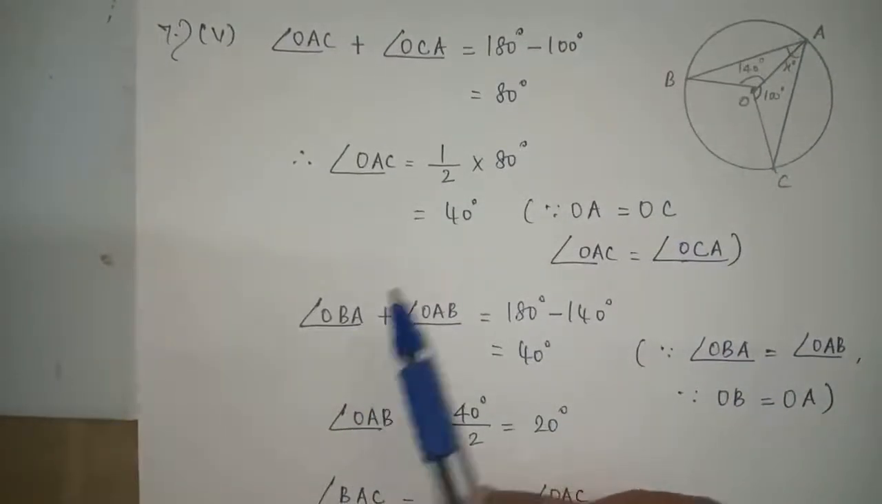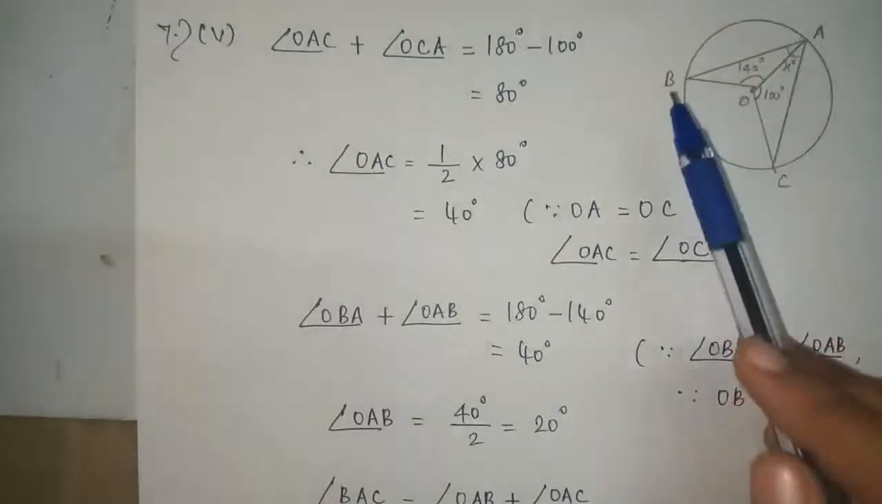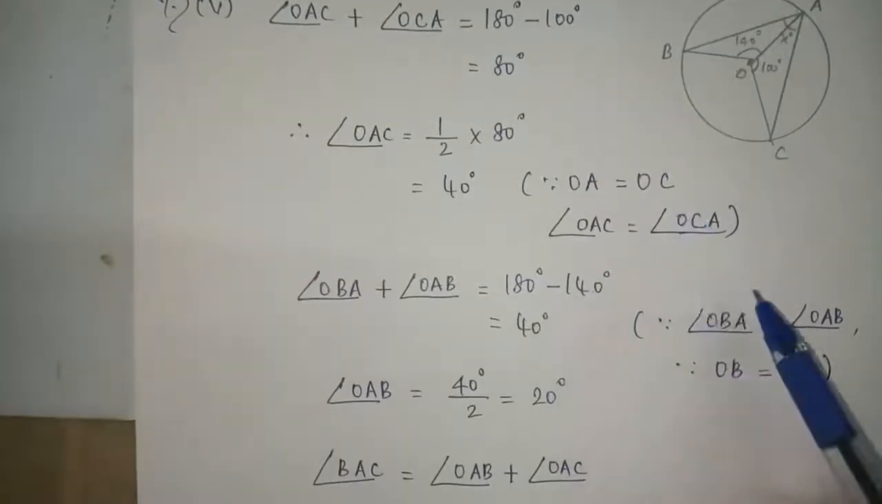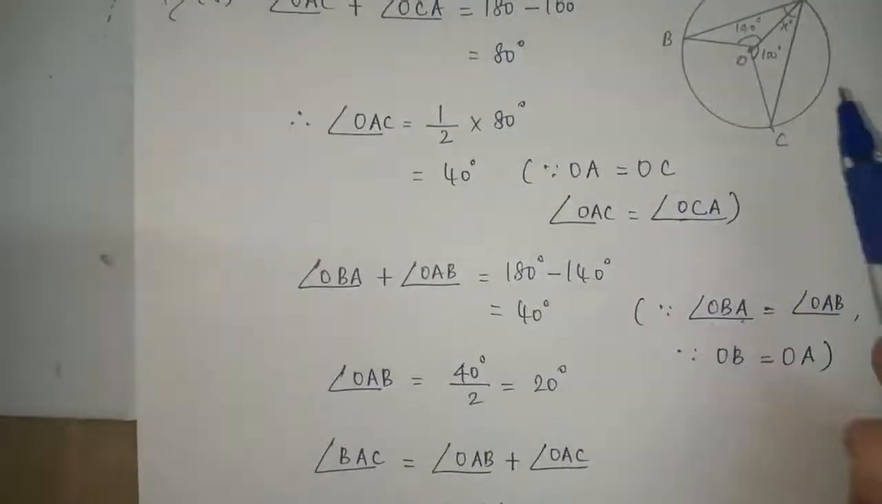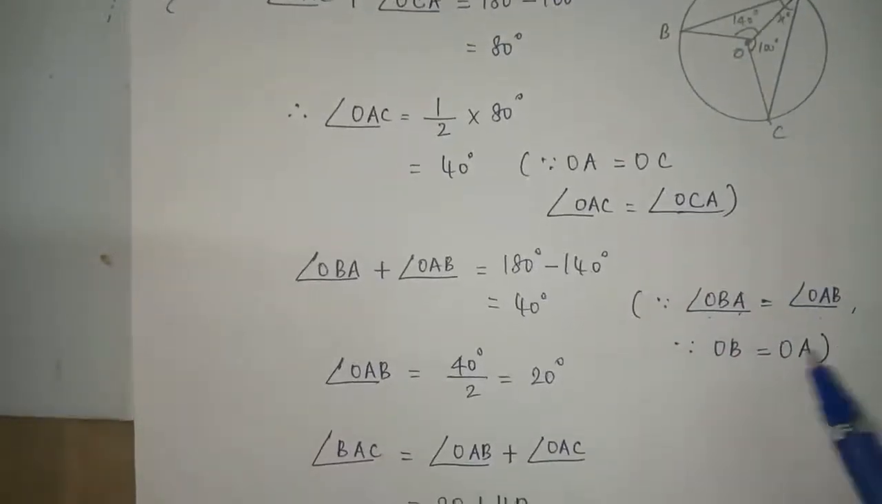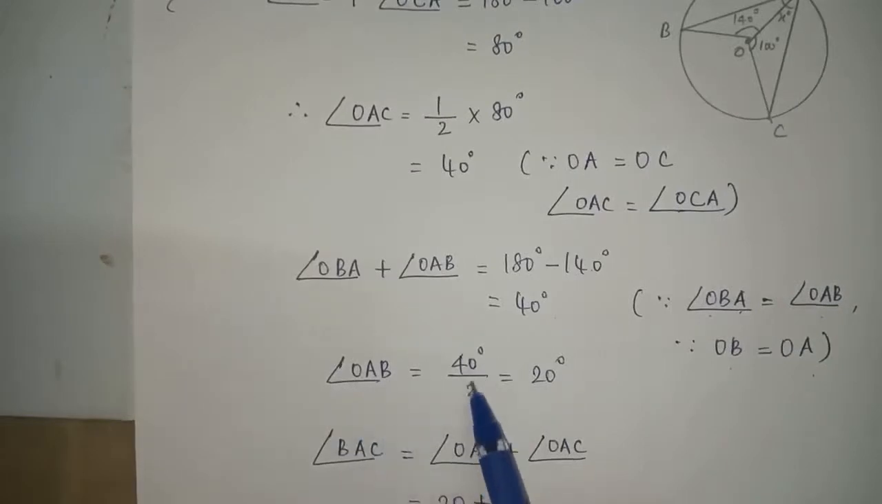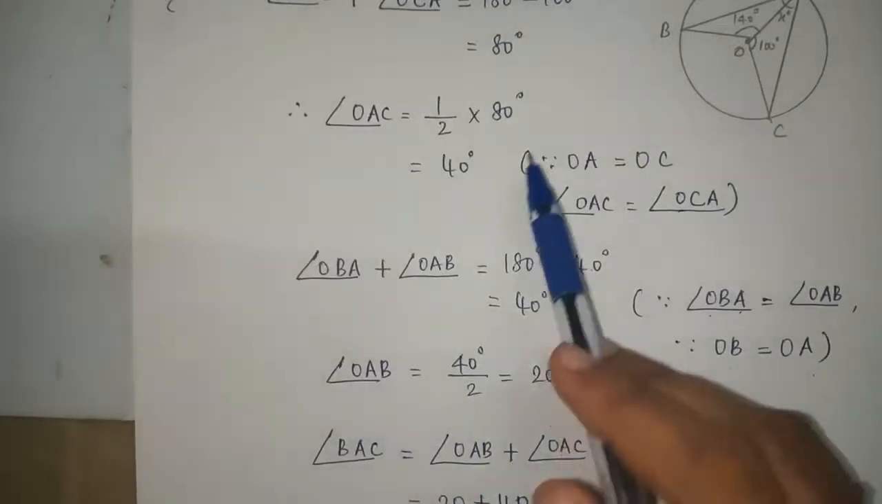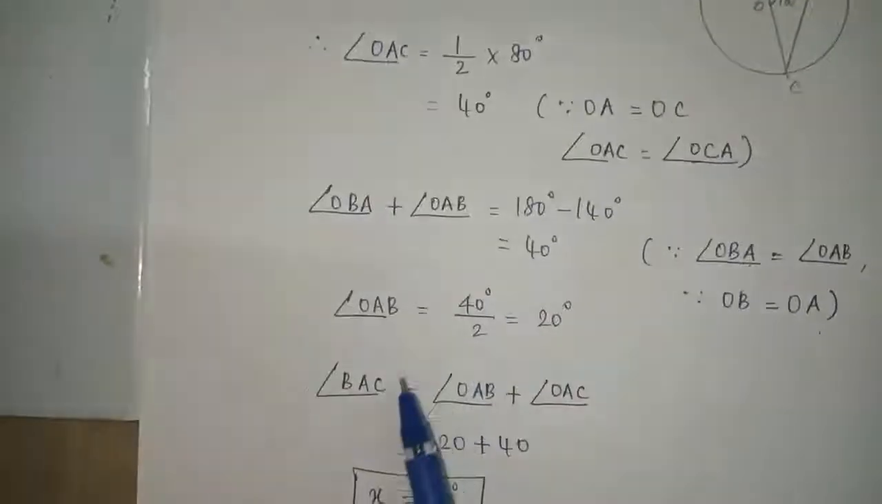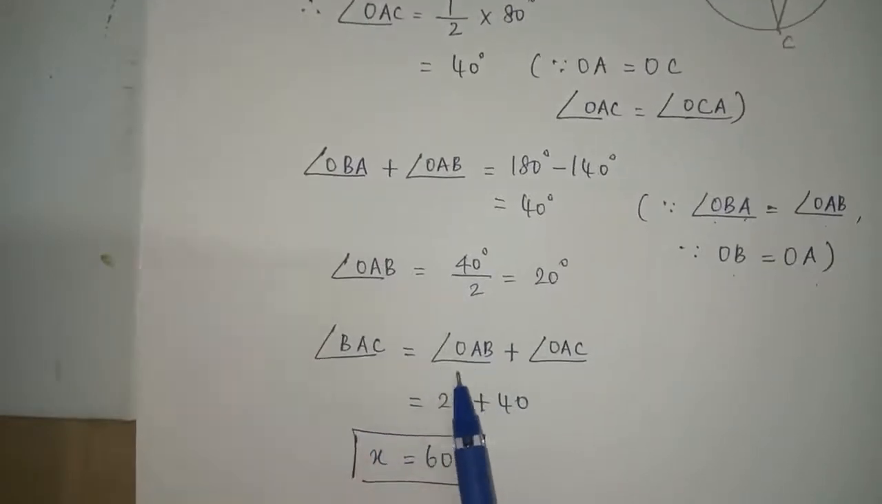Similarly, angle OBA plus angle OAB is equal to 180 degree minus 140 degree, which is equal to 40 degree. So by using the same criterion, angle OBA is equal to angle OAB, because OB is equal to OA. Therefore angle OAB is equal to 40 divided by 2, which is equal to 20 degree. Now if we add this 40 and this 20, we get the whole value of x. So angle BAC is equal to angle OAB plus angle OAC, which is equal to 20 plus 40. Therefore the value of x is equal to 60 degree.